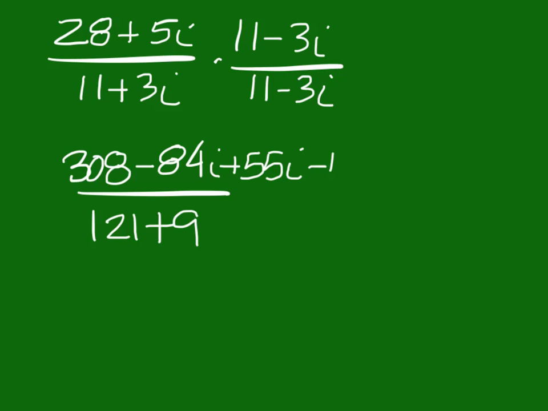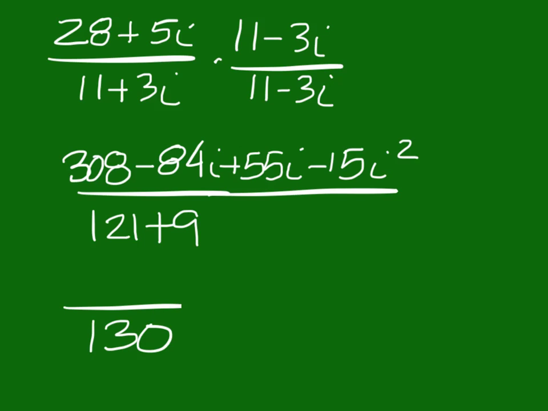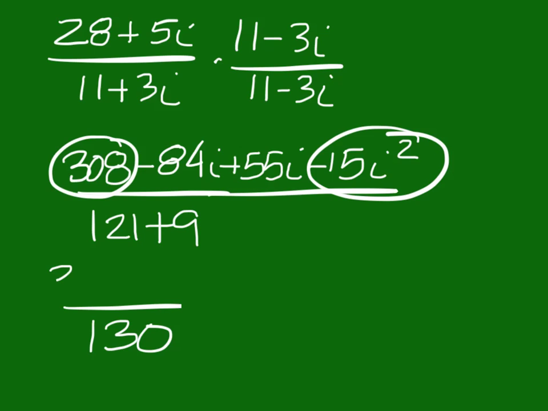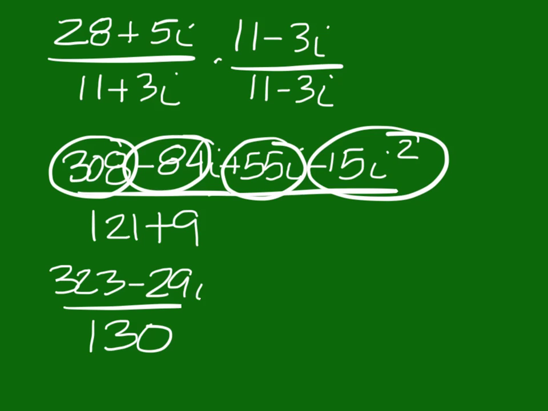And then you'll have a minus 15i squared. So we'll simplify this to get a 130 on the bottom. This is a plus 15. With this is 323. And then you'll have a negative 84 plus 55, which would be a negative 29i. I don't see anything else coming out.